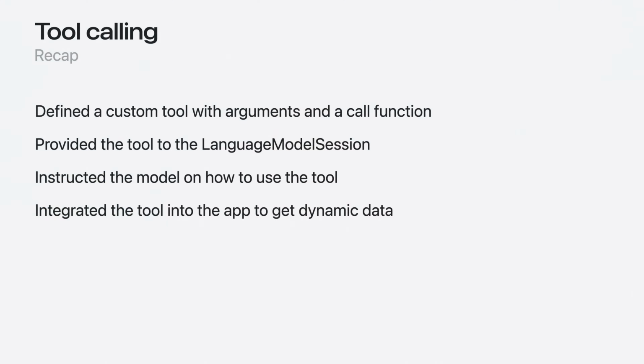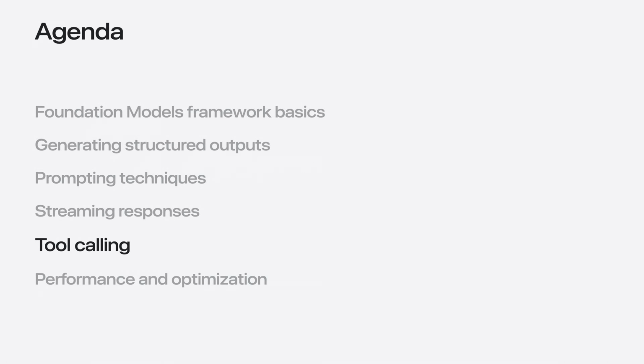So in this chapter, we gave the model powers with tool calling. We discussed a custom tool with its own arguments and call function. We learned how to provide the tool to the language model session, and importantly, how to instruct the model on when and how to use the tool. Finally, we integrated our tool into the app to fetch points of interest and include them in the generated itinerary. That wraps up chapter 5 on tool calling.